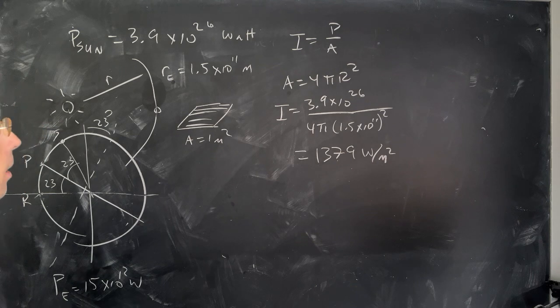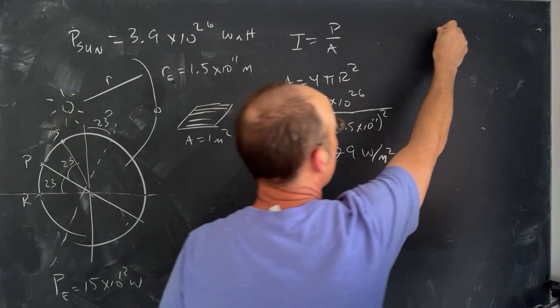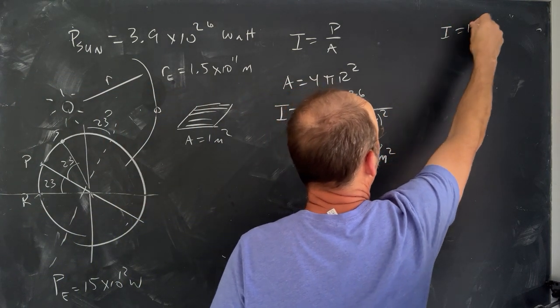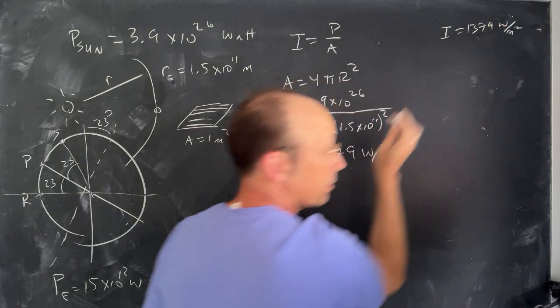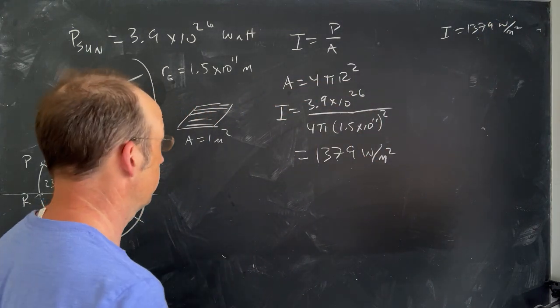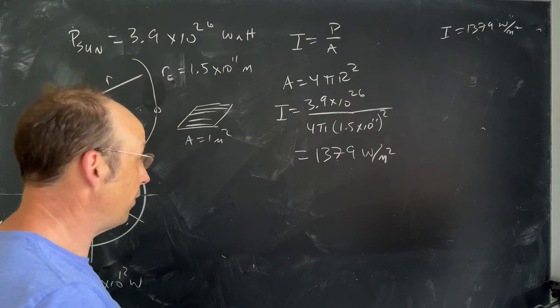So that's an important number. I'm going to put it over here so it's out of the way. I equals 1379 watts per square meter. Can you still see that? Yep. Okay. So that's the intensity of light.